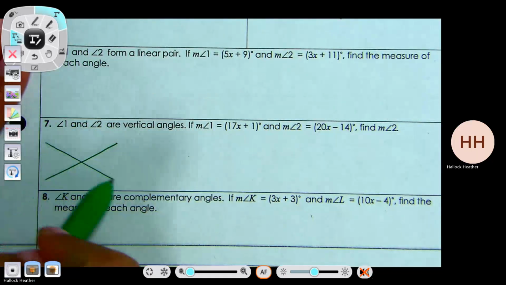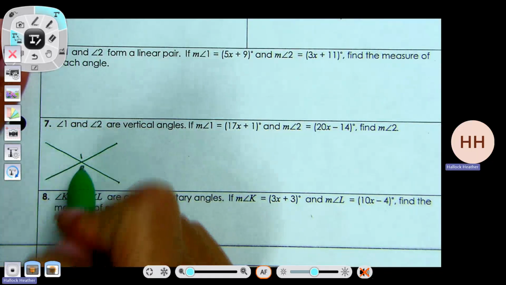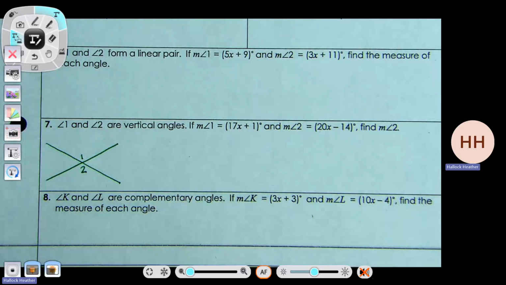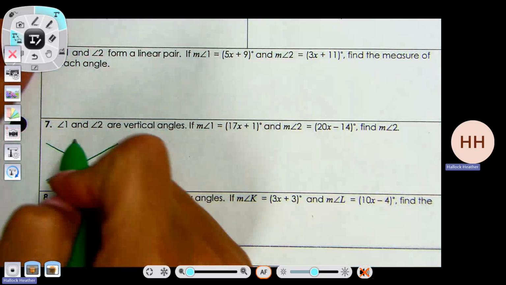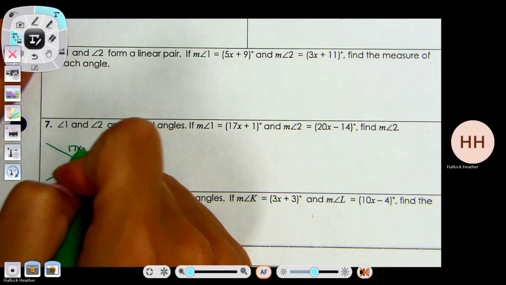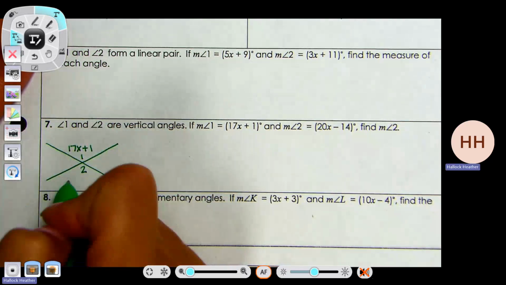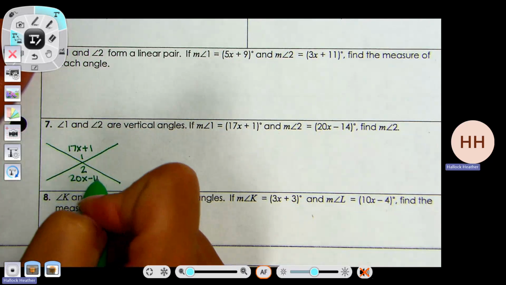Crisscross. So I'm going to put 1 and 2. It doesn't matter if they're top and bottom or side to side, as long as they're vertical, meaning across from each other, then you're good. So angle 1 is 17x plus 1. Angle 2 is 20x minus 14.